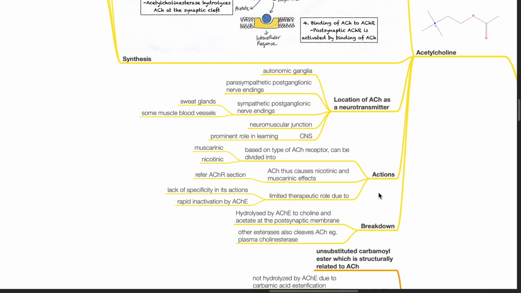Actions of acetylcholine. It is based on the type of acetylcholine receptor and can be divided into muscarinic and nicotinic, which have been discussed earlier. Acetylcholine thus causes nicotinic and muscarinic effects. Acetylcholine has a limited therapeutic role due to its lack of specificity in its action and rapid inactivation by acetylcholinesterase.